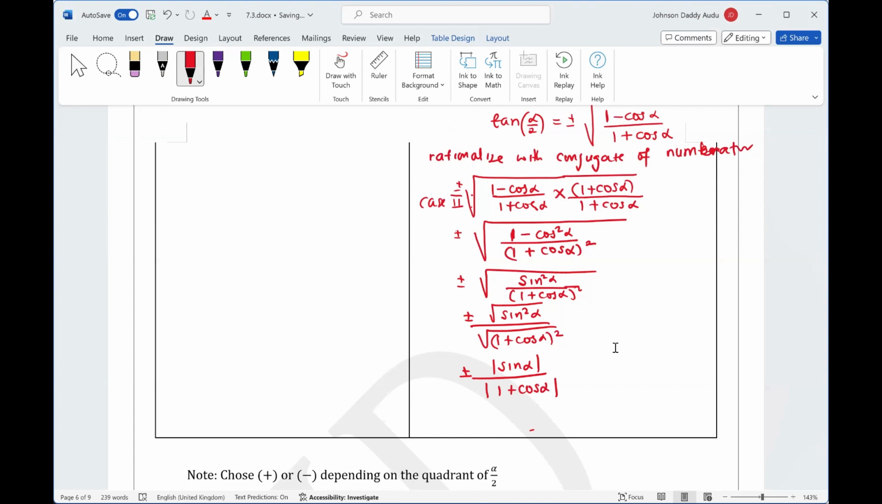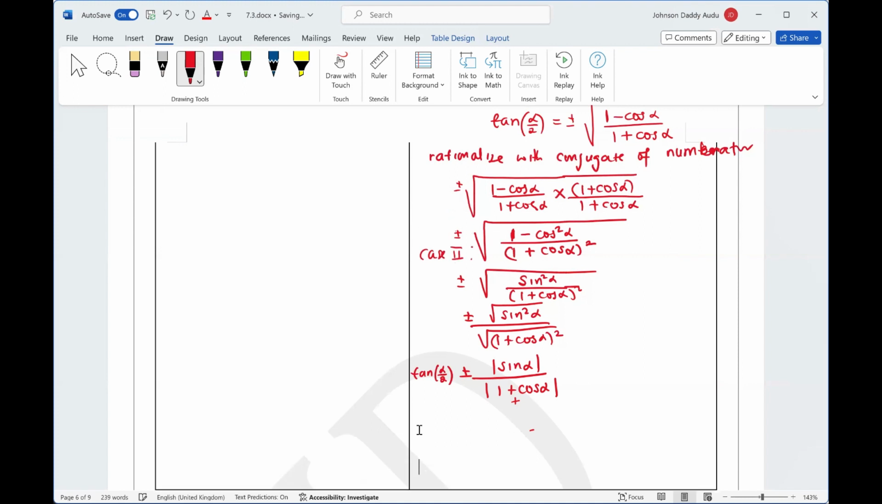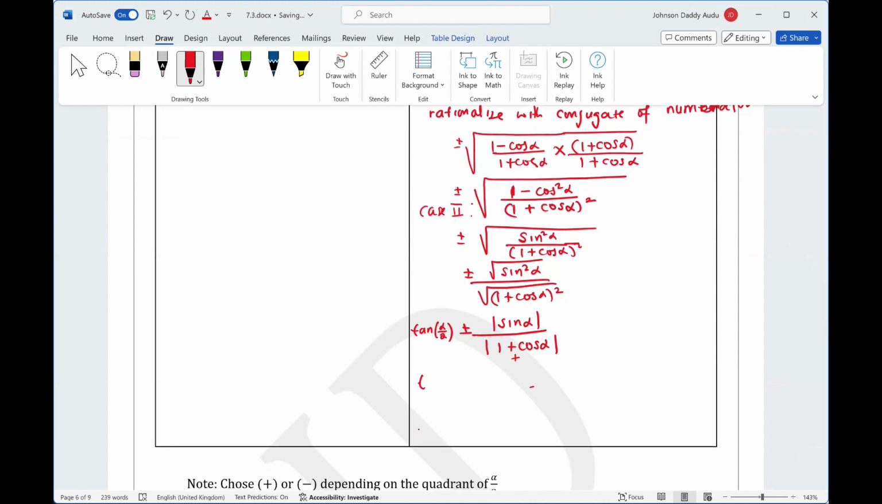But we know that the denominator is always going to be positive, right? Because 1 plus cosine alpha is always positive, because the smallest cos alpha can be is what? Is -1, yes? So we don't have an issue with the denominator, and we can remove the absolute value. So we have tan alpha over 2 is equal to plus or minus the absolute value of sine alpha over 1 plus cosine of alpha, right?